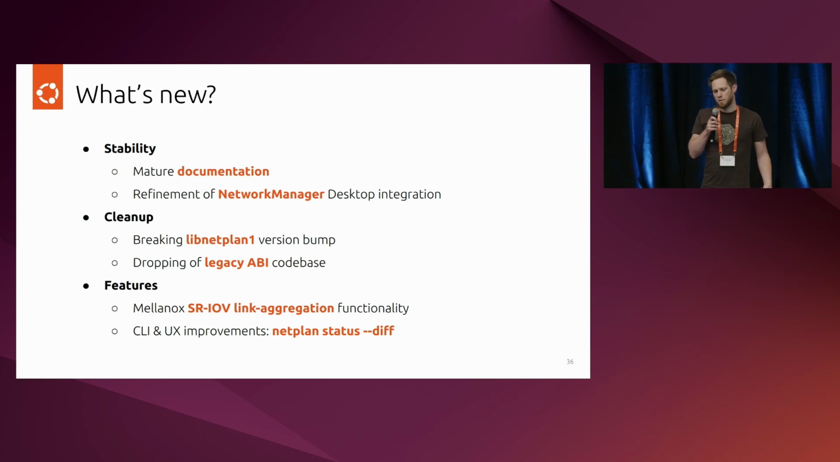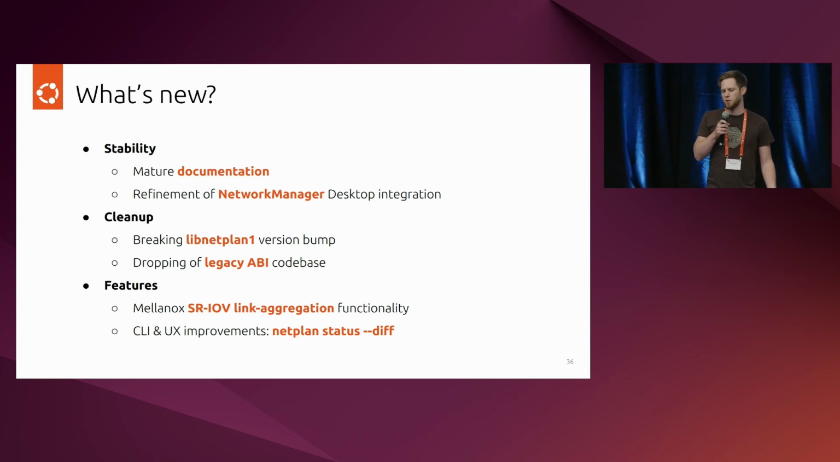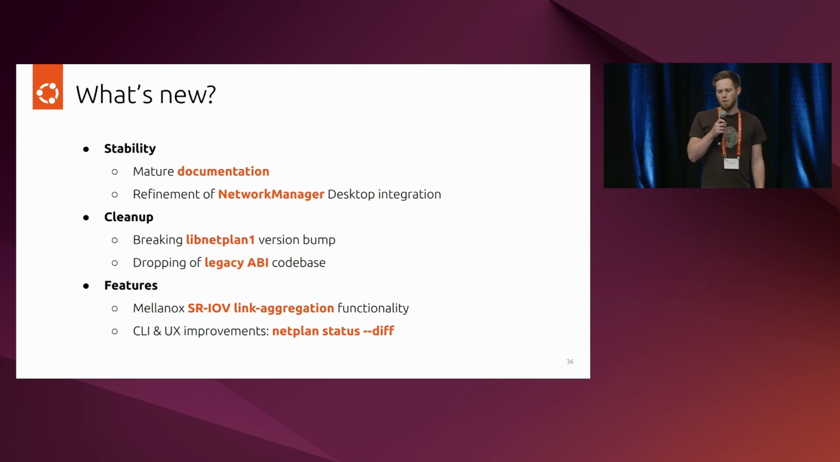Introducing the major version bump from libnetplan 0 to libnetplan 1, indicating a breaking change, we were able to drop some technical debt, some legacy code base and legacy ABI that we had been dragging along over the years, and that should allow us to move faster going forward, as we don't have to care about that old code anymore.